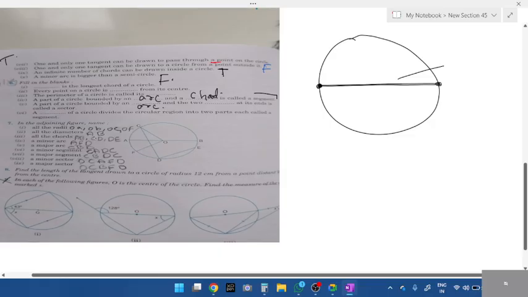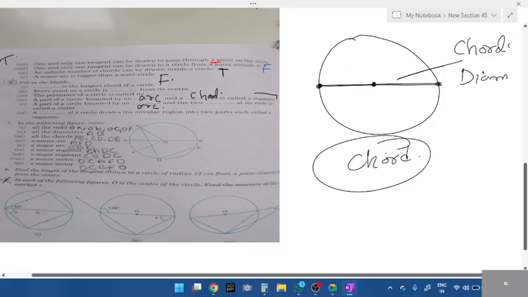A chord of the circle divides the circular region. Can you see this line divides? This is the longest chord. What do you also call this chord? This chord is also known as diameter. But the answer is not diameter here. It is chord. You should write it as chord. The reason is each part is called a segment. The word segment is given. For segment, we always take chord, students. We always take chord.